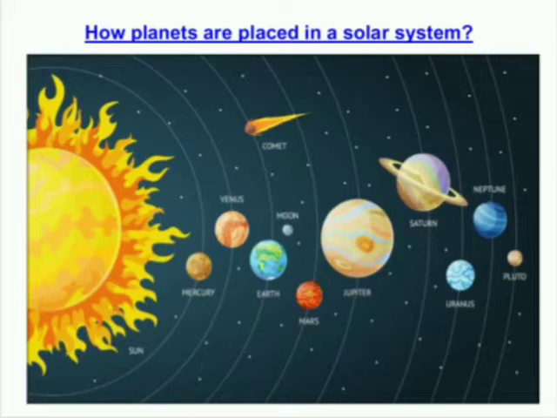And the last one that you see is Pluto. But Pluto is a dwarf planet. That means very, very small in size. It is so small that it is still not considered as a planet in our solar system.